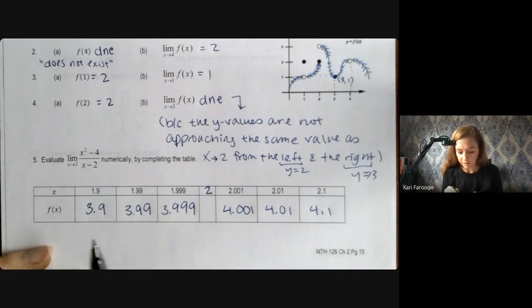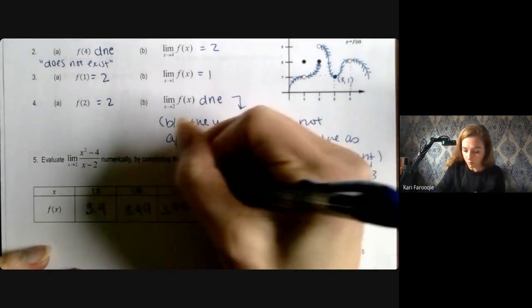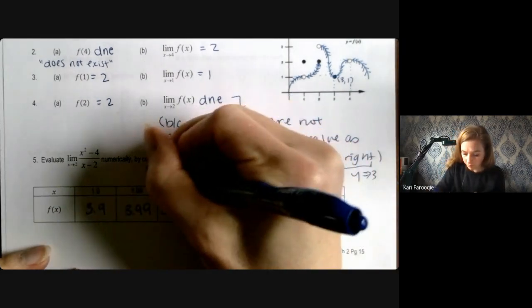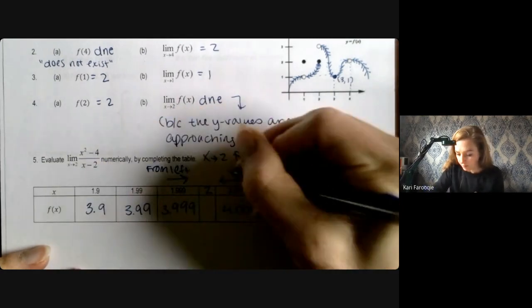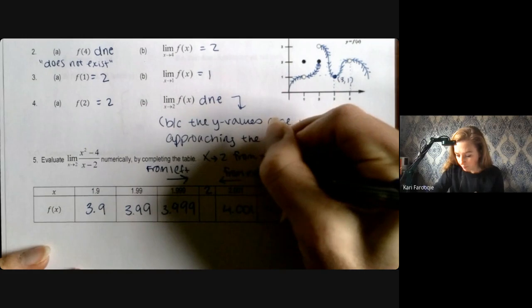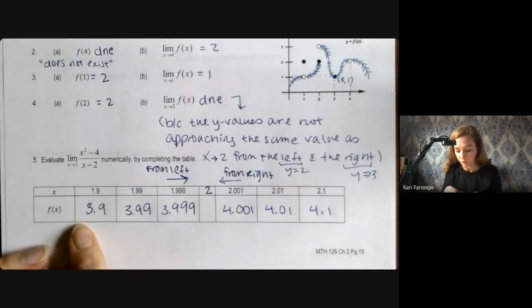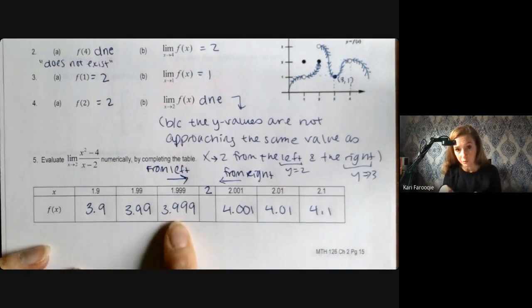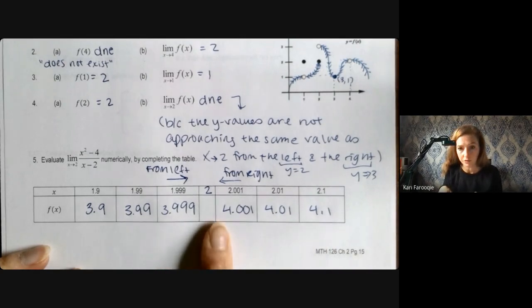We just looked at the values of y as x was approaching 2 from the left and from the right. What we ended up getting there was that as we approach from the left, our values were getting super close to 4. And from the right, our values are also getting super close to 4.